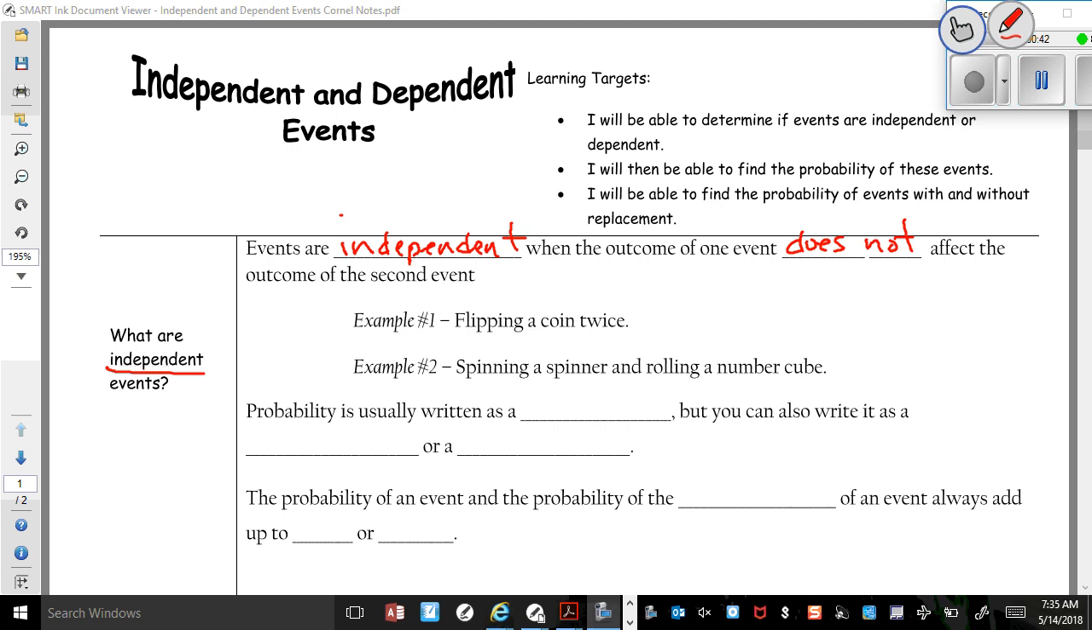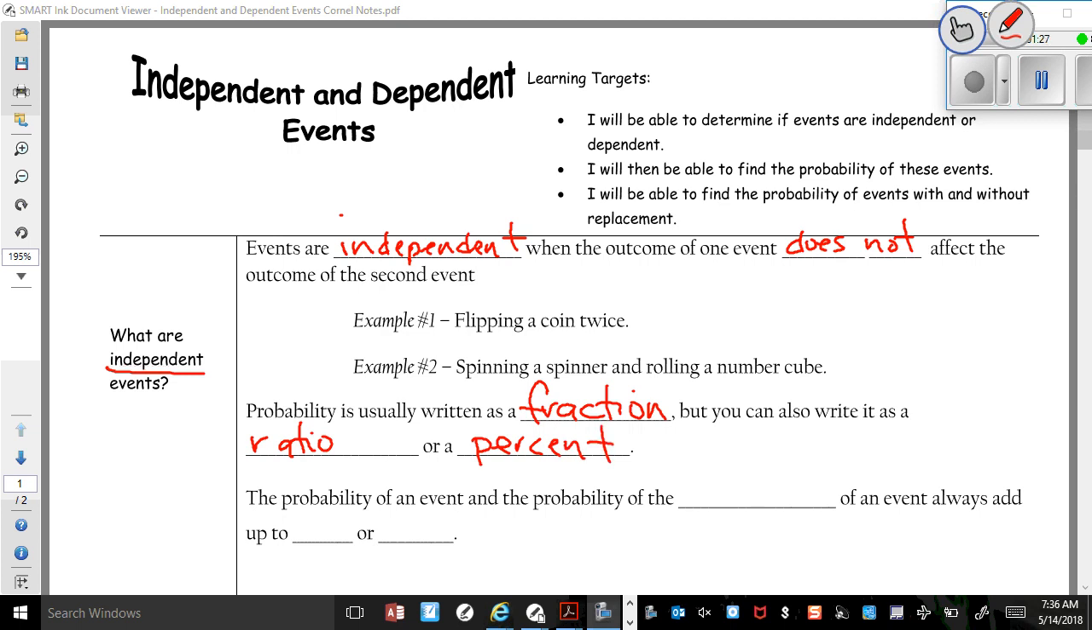No. Now you learned last year about theoretical, meaning what's supposed to happen. Like if you flip a coin 100 times, how many times is it supposed to land on heads? 50, right? But we know with experimental, what actually happens, that might not be true. Now, probability over time, meaning the more you do it, the more likely it is to get closer to 1/2. Just like spinning a spinner, rolling a number cube. So it's usually written as a fraction, but you can also write it as a ratio or a percent.